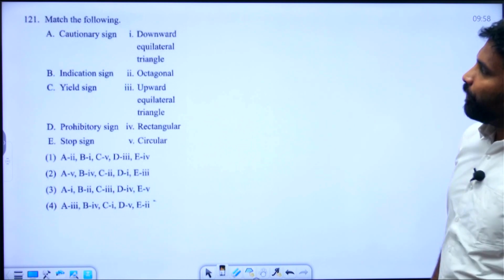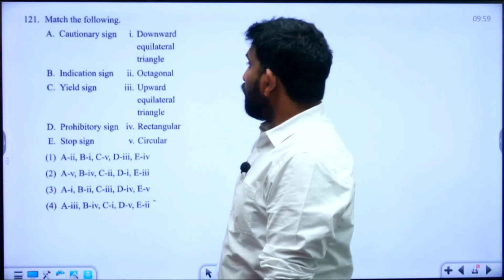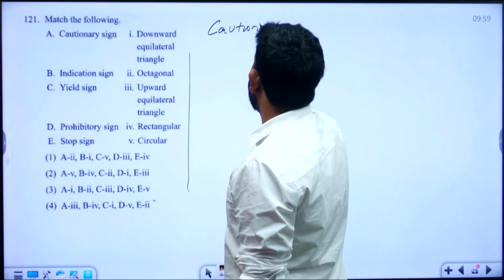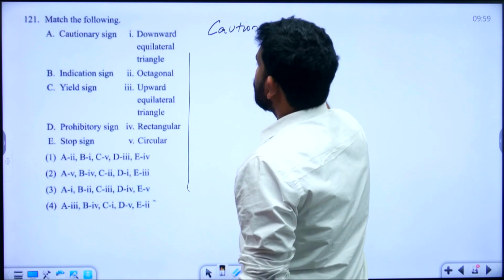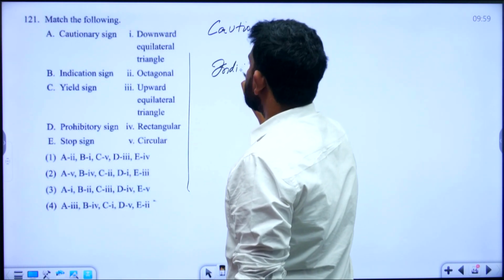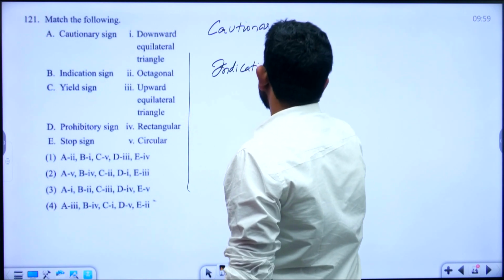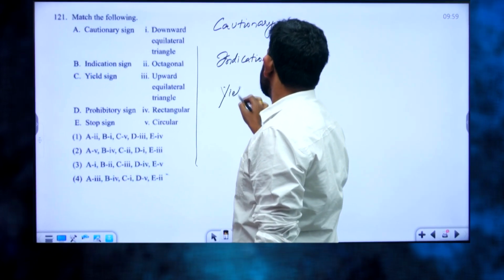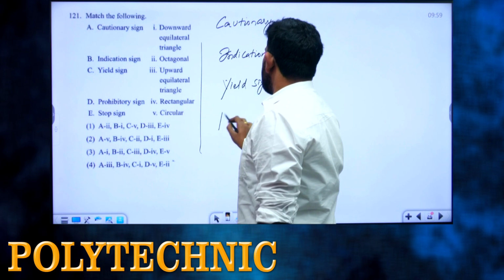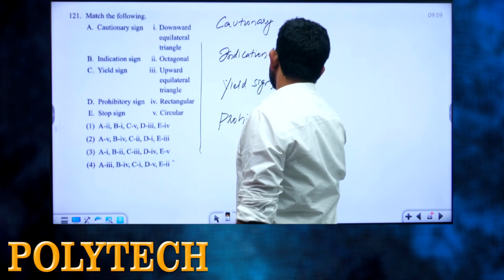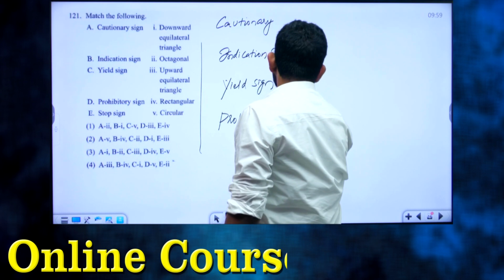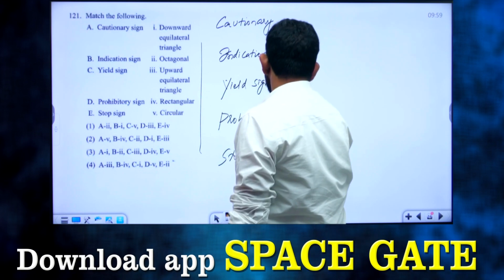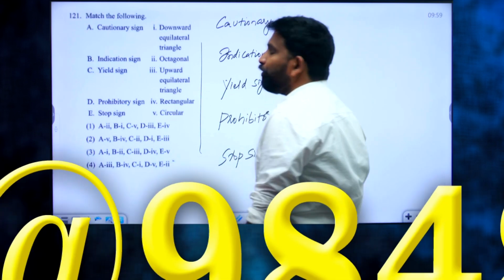And if you see the next question, match the following was given with the different signs. Yes, we do know all these kinds of signs. This is cautionary signs, indicatory signs or indication signs, as well as yield sign, prohibitory sign, stop sign. So these are the signs that are given here and we need to match with the following options.